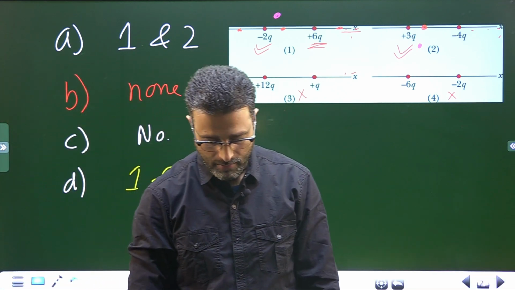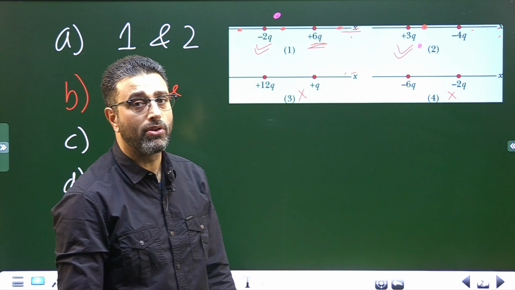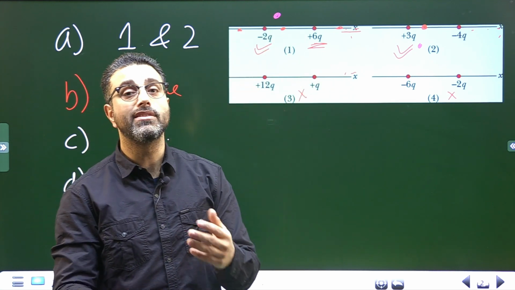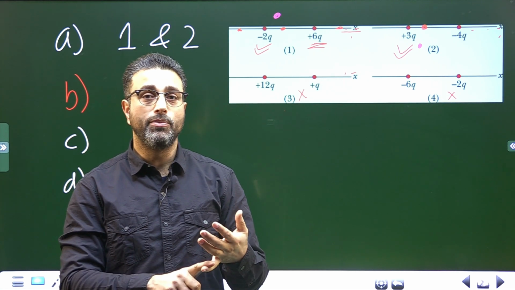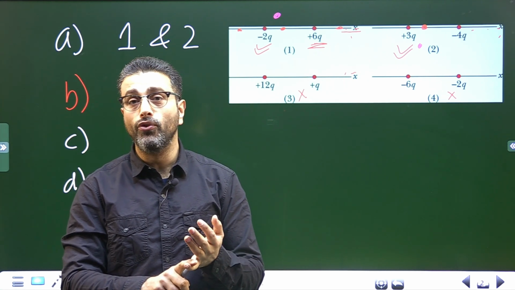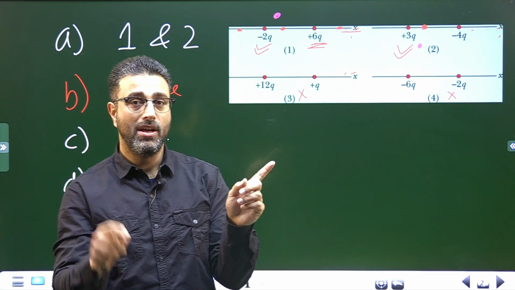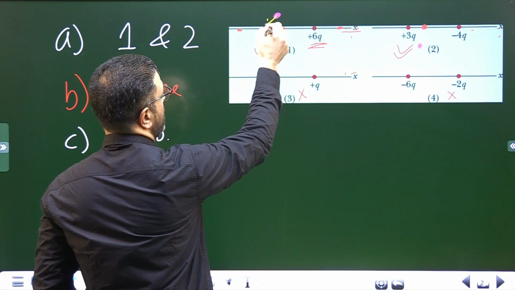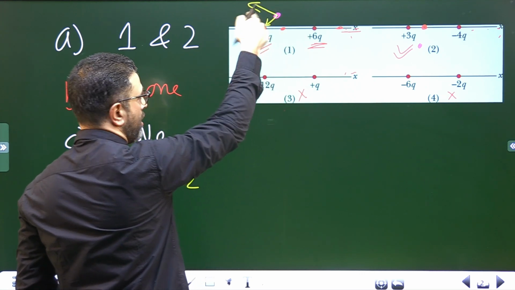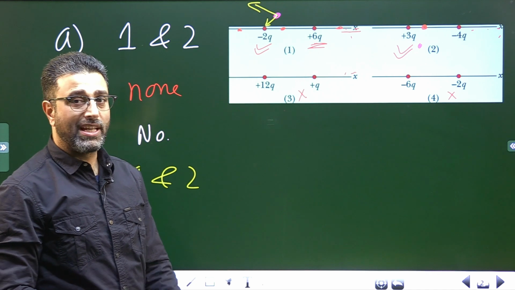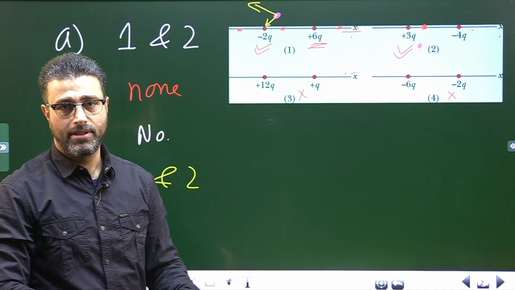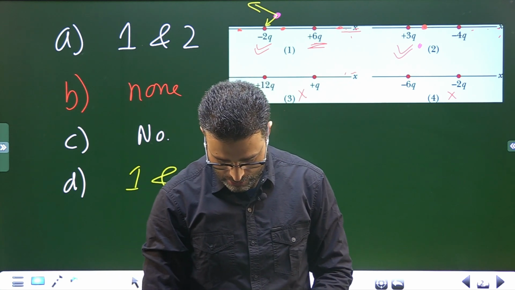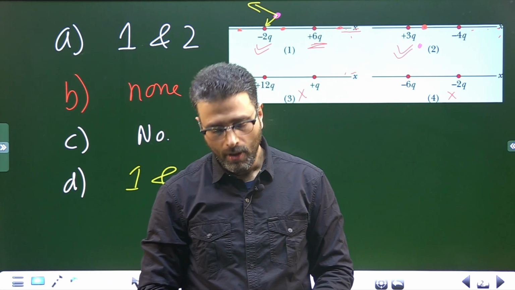Is that fine? Had it been the field, can field be 0 off the axis? No, because field is a vector quantity. You have to consider directions. For net field to be 0 due to two charges, the two fields must be in opposite directions. And off axis, two fields cannot be in opposite directions. Negative charge field will be this way, positive charge field will be this way. They are not in opposite directions. So in case of field, no. But in case of potential, yes, that is possible. So that's all that was asked in this question. That'll do for this session.